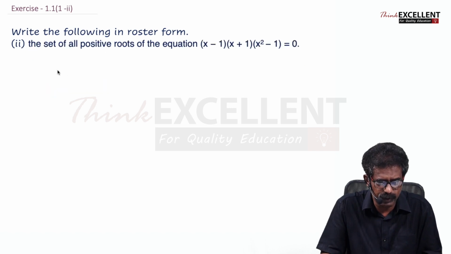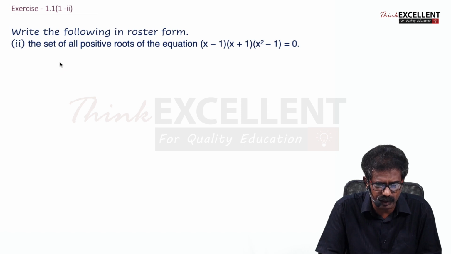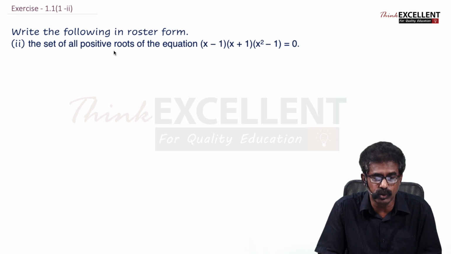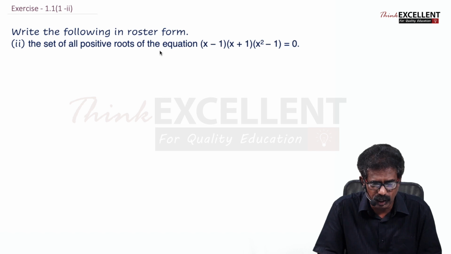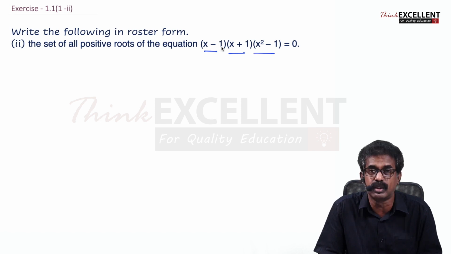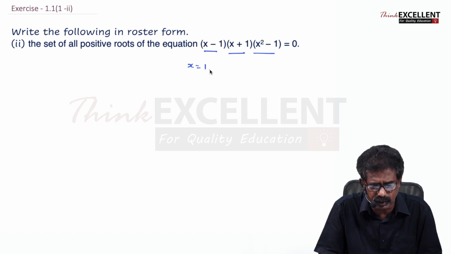Now see the next question. Next subdivision, write in roster form the set of all positive roots. Positive roots, so they didn't ask for all the roots, okay? Positive roots of the equation. Here one root, here one root, here two roots. So here the root: x minus 1 equal to 0. Already it's in factorized form, so you can do it very easily. So x minus 1 equals 0 means x is equal to plus 1.